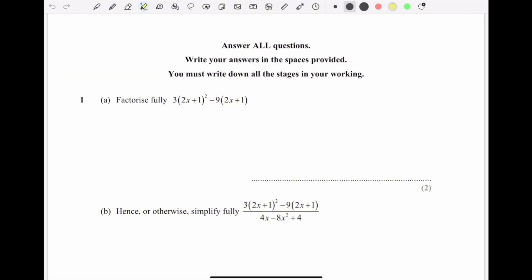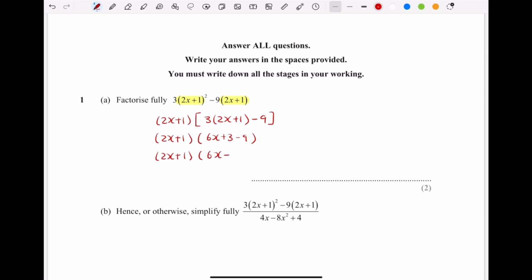Now, as we can see, 2x plus 1 is a factor, although it's in the bracket, but we can take that one out. From the first term, we have 3 lots of 2x plus 1 left. And then from the second term, we have negative 9. By expanding the bracket in the squared bracket, we will have 6x plus 3. Subtracting 9, we can simplify to 6x subtract 6.